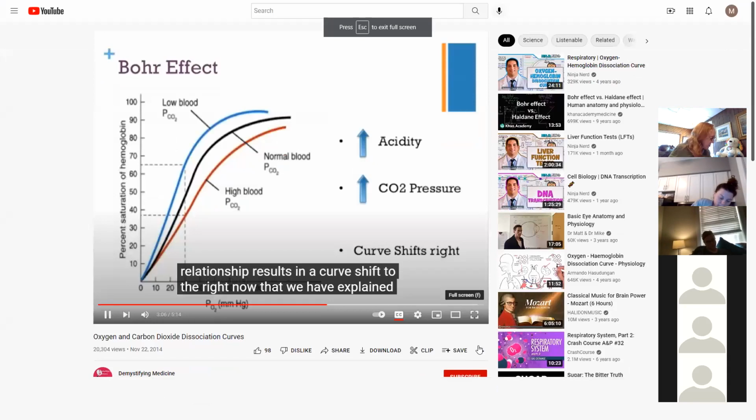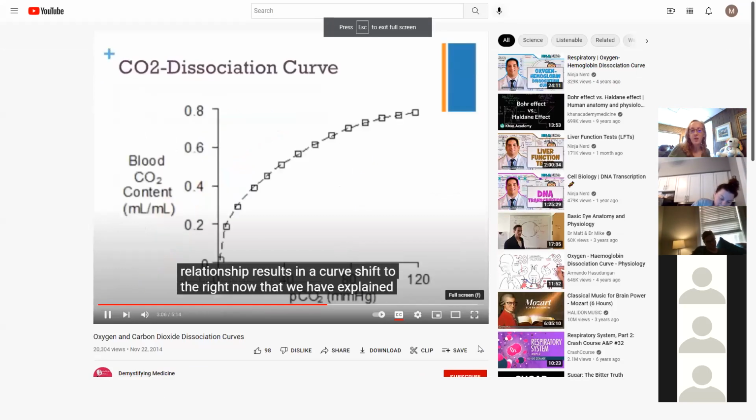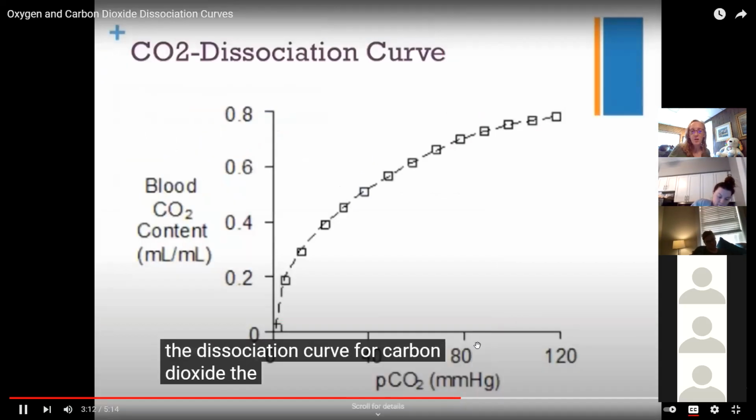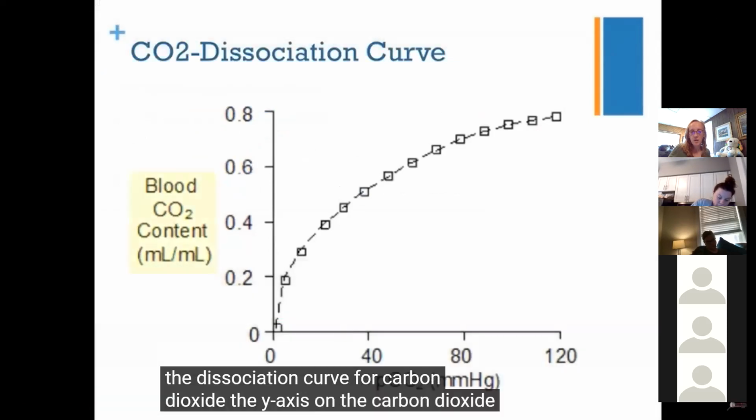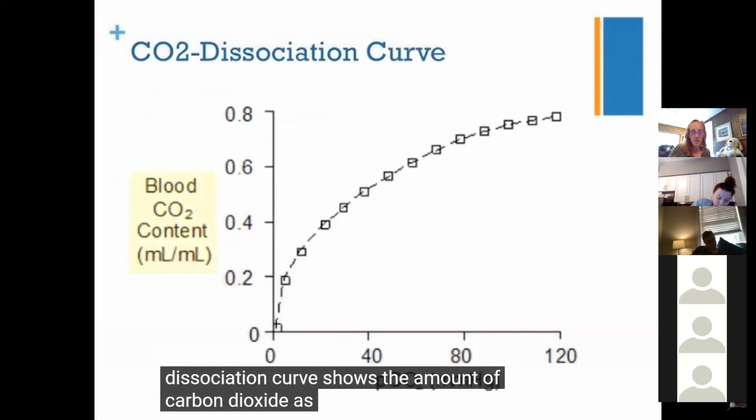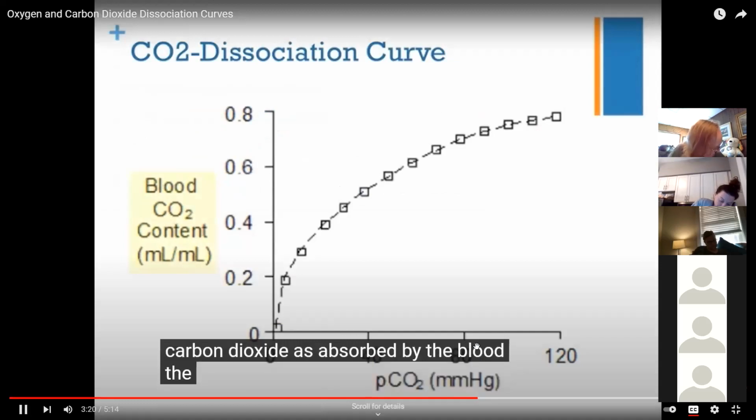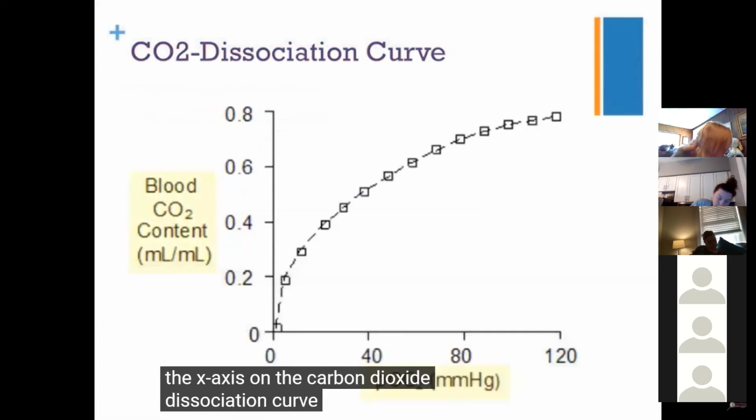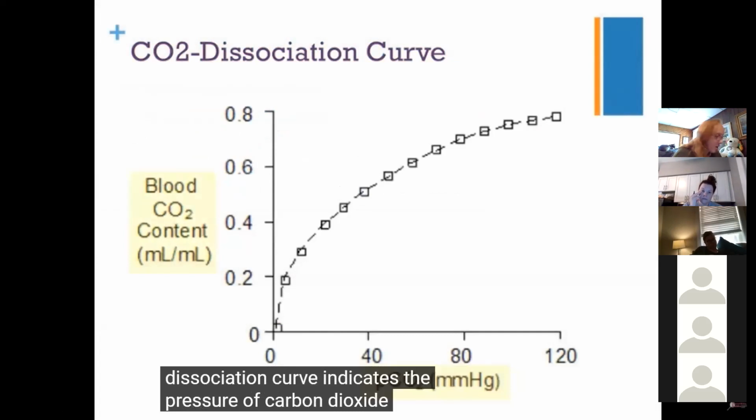Now that we have explained the oxygen dissociation curve, let's look at the dissociation curve for carbon dioxide. The y-axis on the carbon dioxide dissociation curve shows the amount of carbon dioxide that is absorbed by the blood. The x-axis on the carbon dioxide dissociation curve indicates the pressure of carbon dioxide.